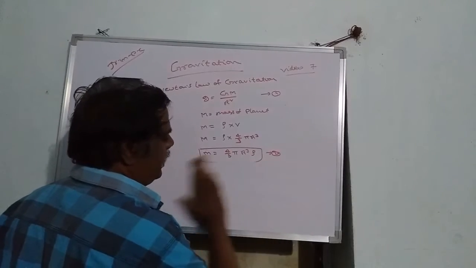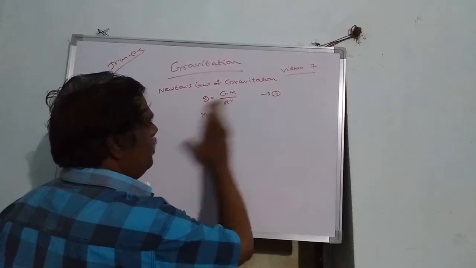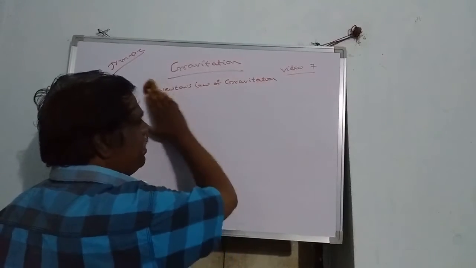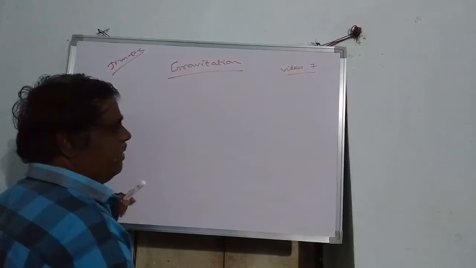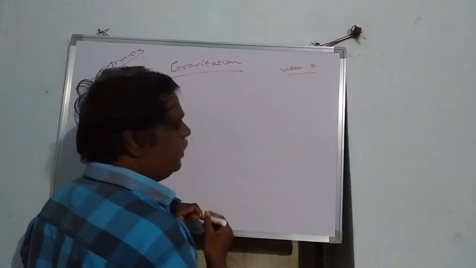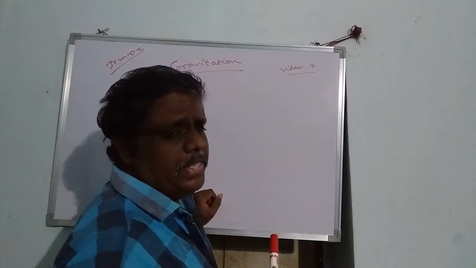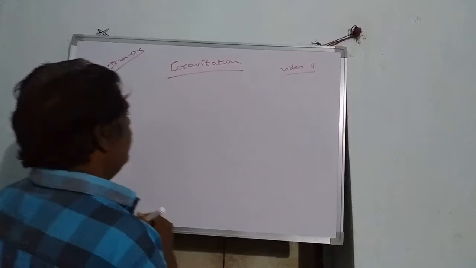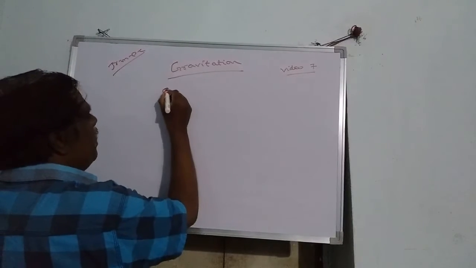This is the next topic from the universal law of gravitation: the relation between universal gravitational constant and density. Okay, next, about orbital velocity.